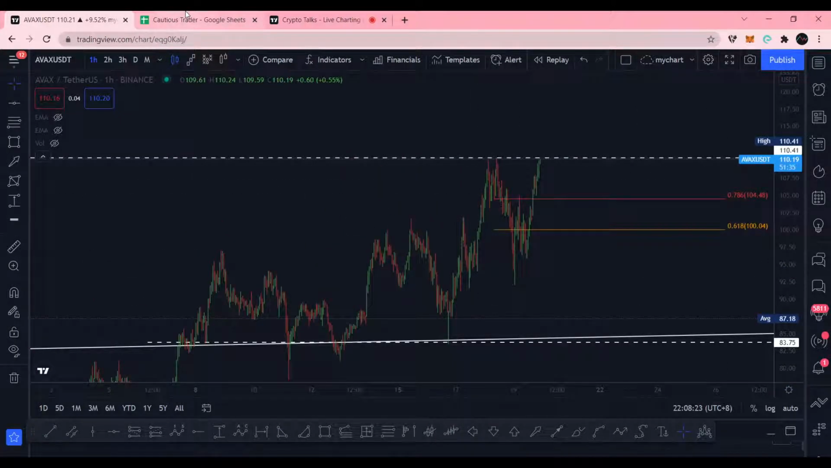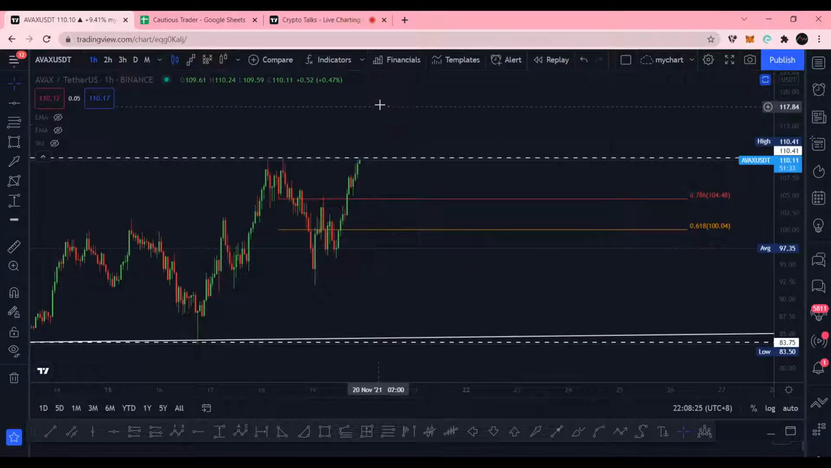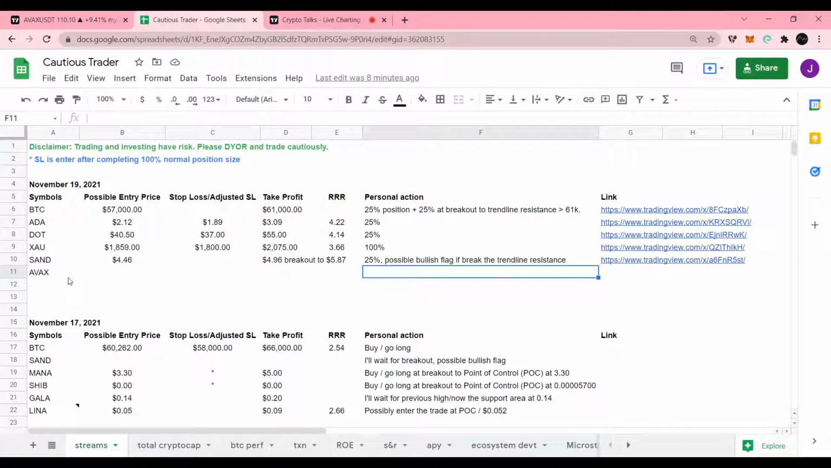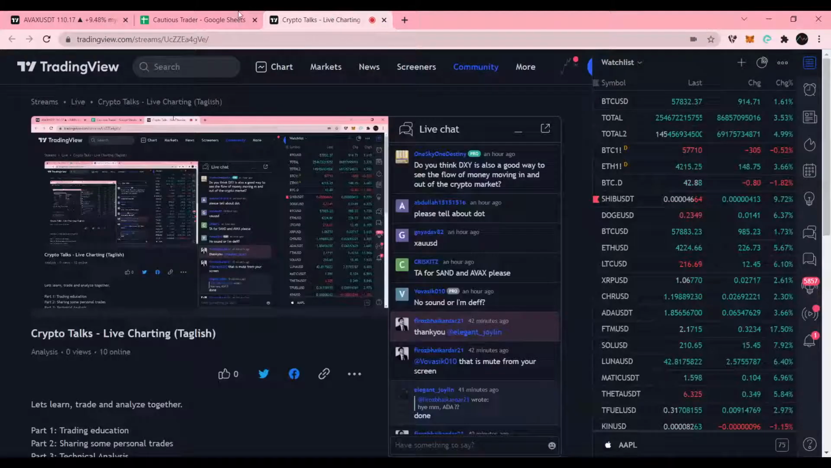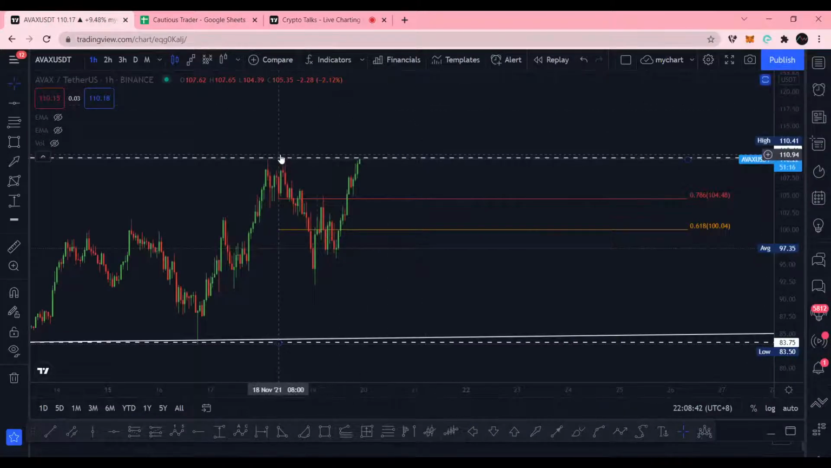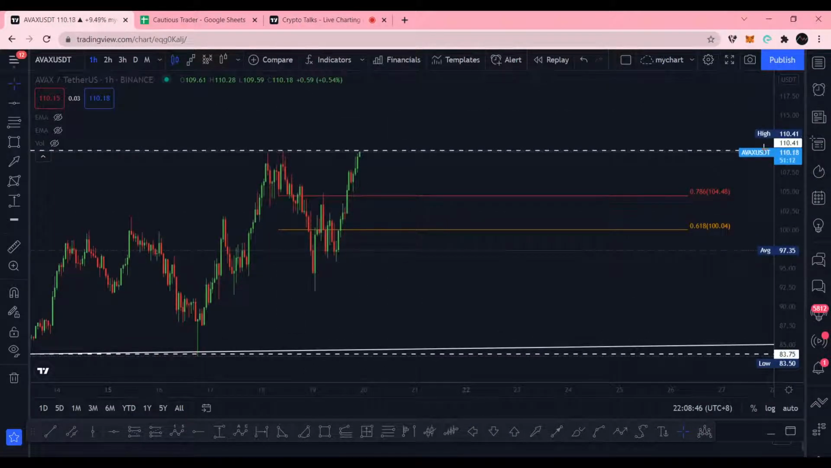Wait for a pullback or a break above 110. So for me, possible entry, wala muna ako. Wait for pullback kasi it might possibly create a triple top. 1, 2, 3, di ba? But of course, I'll still wait for the hourly time frame to close.